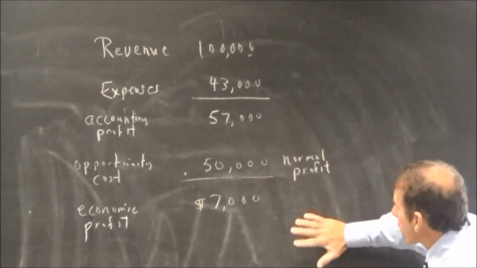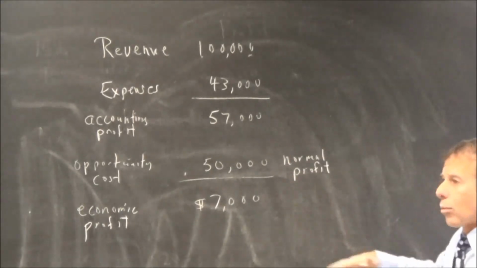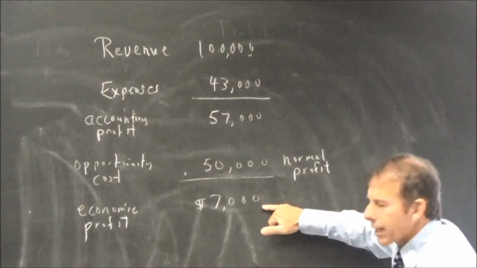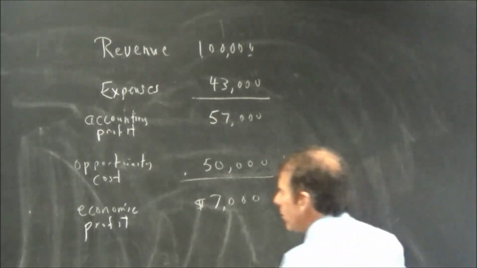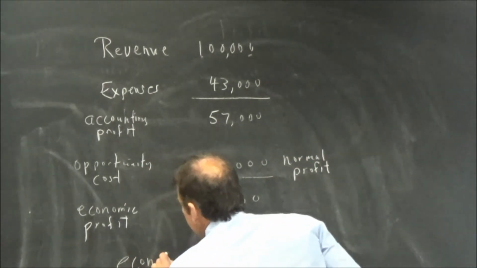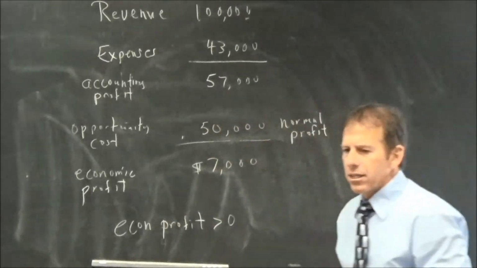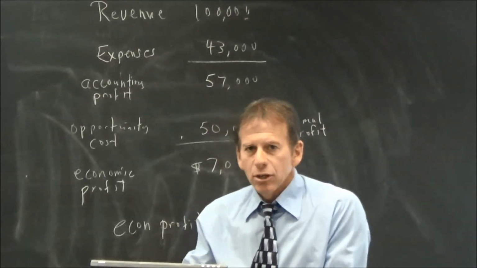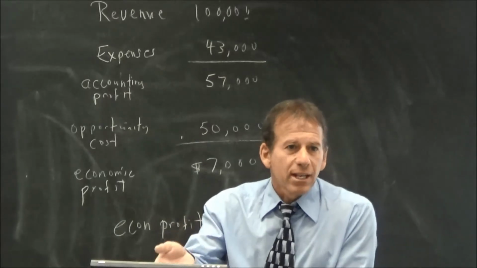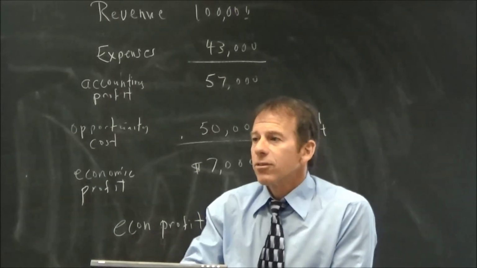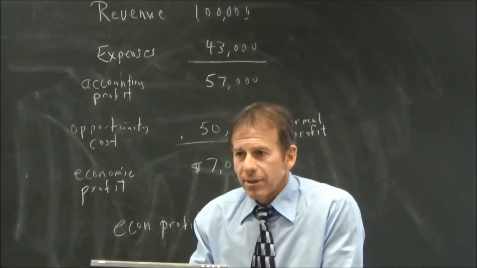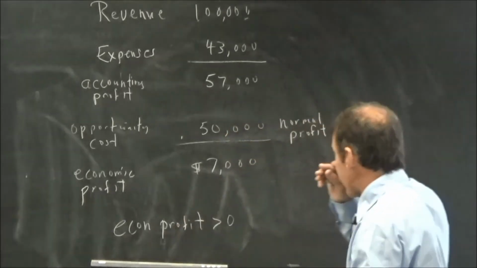This is called your accounting profit, your normal profit, and your economic profit. And so you have all the information to determine what you should do. As long as your economic profit is greater than 0, then you're good. You'll stay in business. Right? This is a good move for you because you're making $7,000 more than you would have working for somebody else.